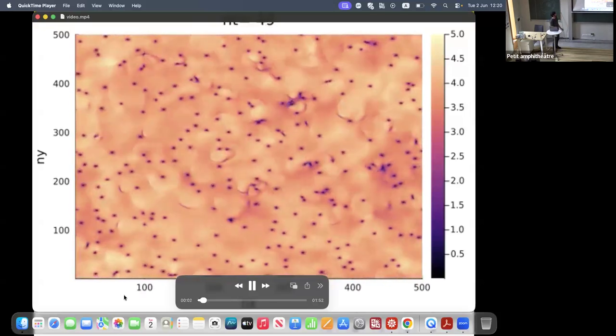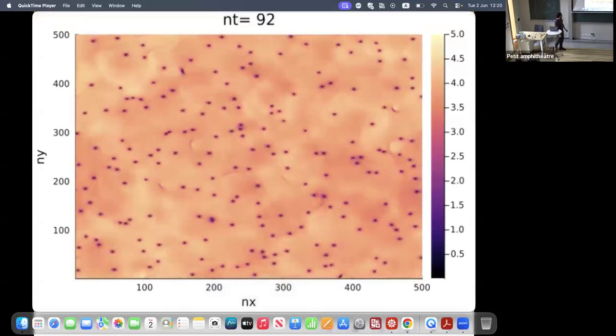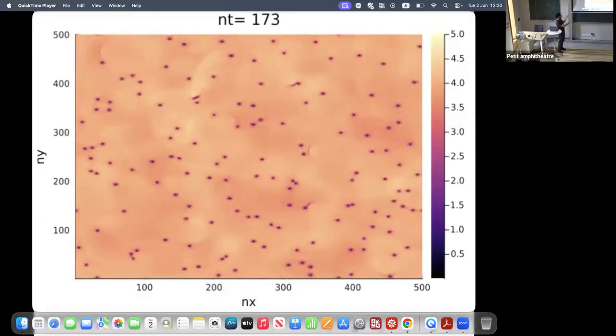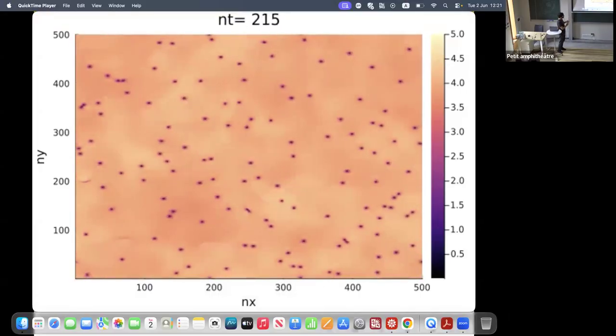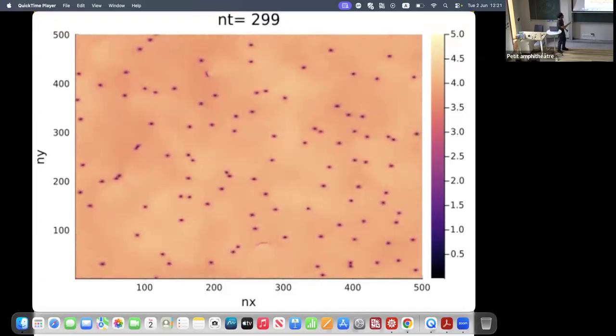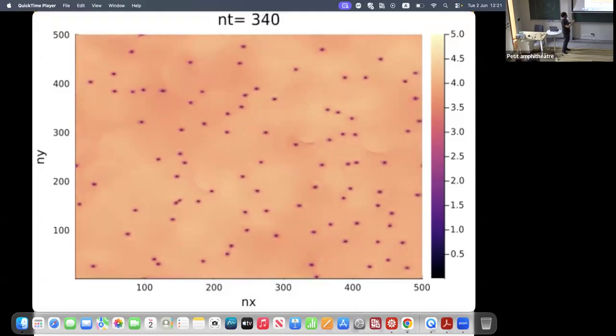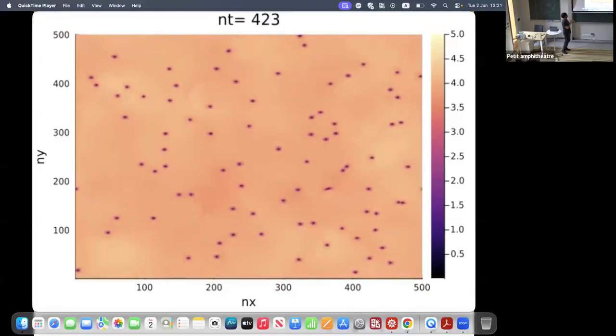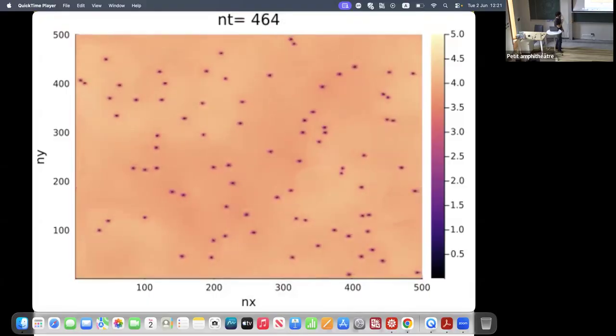So we can see here the vortex forming and annihilating. Sorry, this is a video of the order parameter of the charge density. We can see the vortices moving, and at certain points there are collisions between a vortex and an anti-vortex, and they annihilate, and the system relaxes.